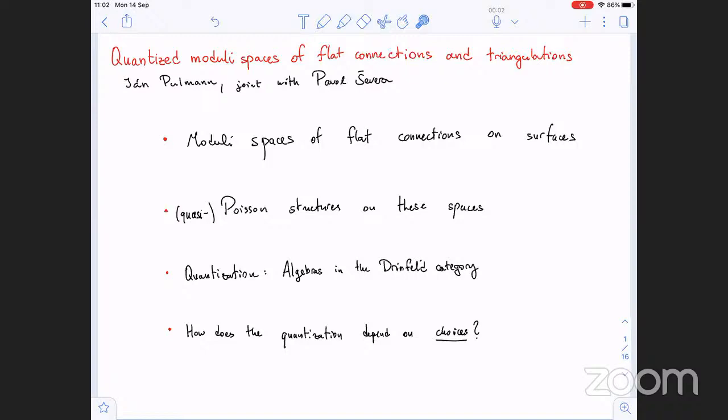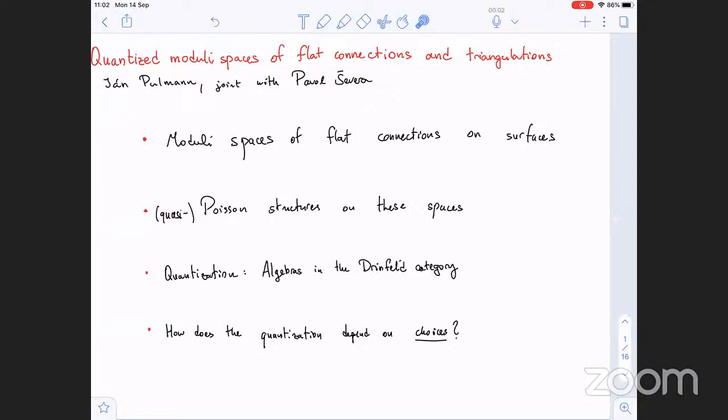And the question, this procedure, it involves cutting up the surface into small parts and then gluing it back together. And there are lots of choices you can make while cutting up the surface. And this is the answer I will provide: how does the quantization depend on these choices? Okay. And I will try to give you all the necessary background to follow.